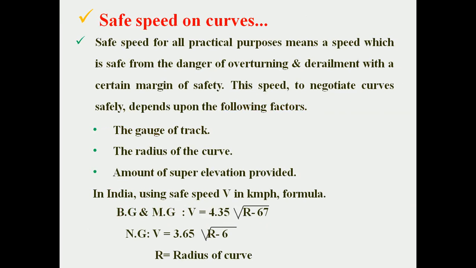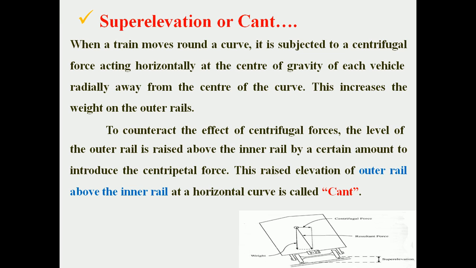Safe speeds on the curve. There is a permissible safe speed on the curve, which is given by this formula. V is equal to 4.3735 square root of r minus 67 for BG and MG, and for narrow gauge it is V is equal to 3.65 square root of r minus 6, where V is your velocity in kilometers per hour and r is the radius in meters. This safe speed on the curve depends on the following factors: gauge of the track, radius of the curve, amount of super elevation. Then we will see what is super elevation.